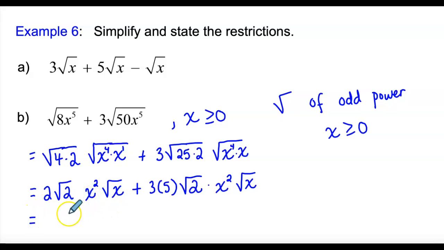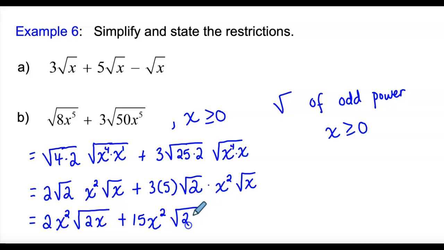Now we can combine what we've taken to the outside of our square root. For this first part, we will write 2x squared, and what still remains inside the square root would be 2x, coming from here and here. We're adding that to what's on the outside here, which would be 3 times 5, which is 15. And here we have x squared, so we've pulled all of that outside of the square root. Still left on the inside would be 2 and x.